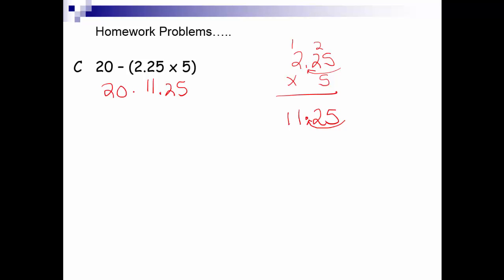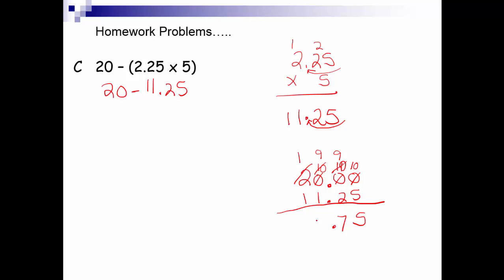So now I need to do 20 minus 11.25. I'm going to do 20, put my decimal point, then I'll do my 11.25. I need to go ahead and put zeros after here. I'm going to have to borrow. 2 becomes a 1, that's a 10 now. Borrow from the 10, make that a 9, which makes that a 10. Borrow from this 10, make that a 9, which means this can be a 10. 10 minus 5 is 5, 9 minus 2 is 7, 9 minus 1 is 8. So 8.75. So the final answer is 8.75.